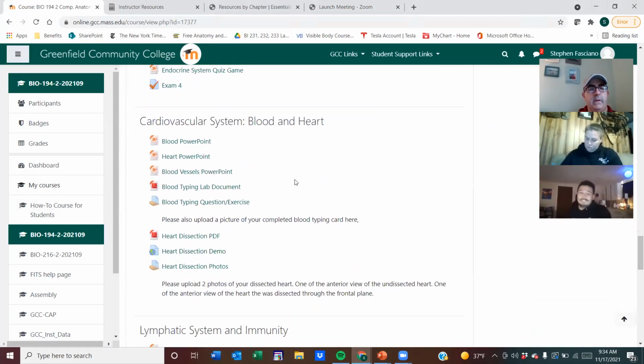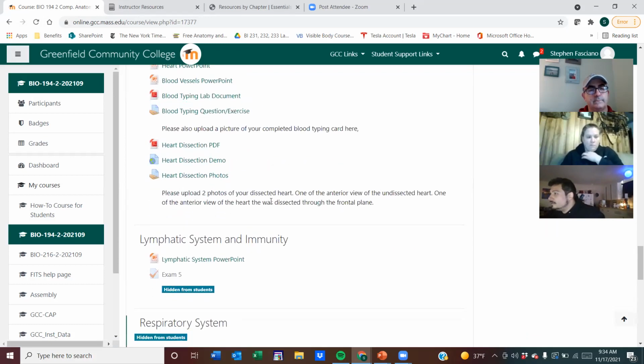Where are we? Here we go. Right, we're going to finish the blood PowerPoint today, start the heart. So then Friday we'll be working on the heart again, and then probably Wednesday we'll finish up the heart and go into blood vessels, and we'll do the dissection sometime next week. All right. Questions?